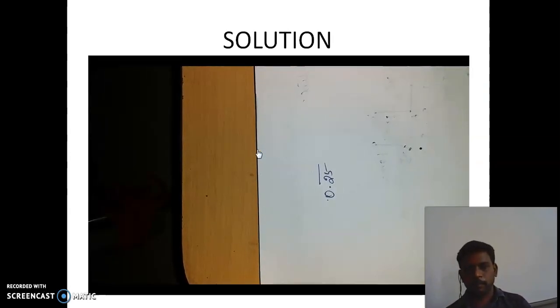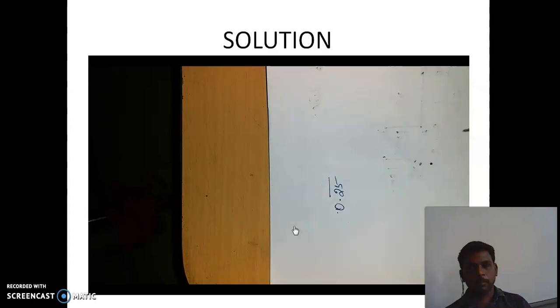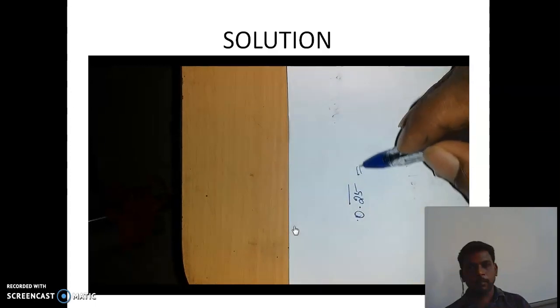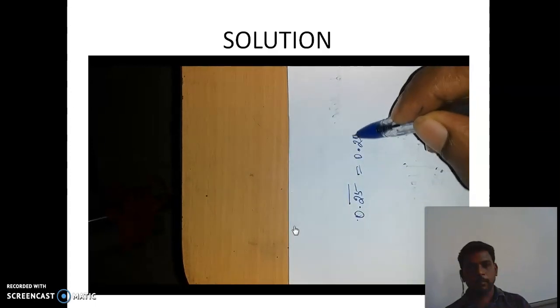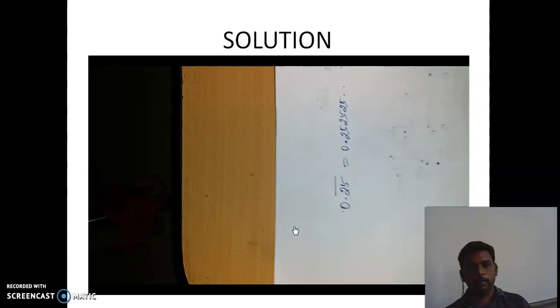Alright. Next we are going to convert 0.25 whole bar into the form of p by q, that is, into the form of a rational number. What is a rational number? A rational number is one in the form of p by q, where p and q are integers. Now we are going to convert this decimal into the form of p by q. So how can we convert? 0.25 bar is nothing but 0.252525, just going on by repeating.